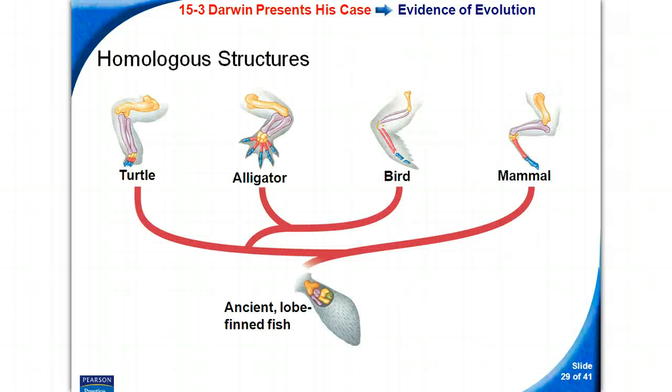Okay, so here are some examples of homologous structures. This is a turtle leg, this is an alligator leg, this is a bird's wing, and this is a mammal, which would be like a dog. And then this is an ancient lobe of a finned fish. Now you can see they're very similar structures with similar parts. It just shows you how they've evolved over time differently for the different ecosystems and niches that they've lived in.